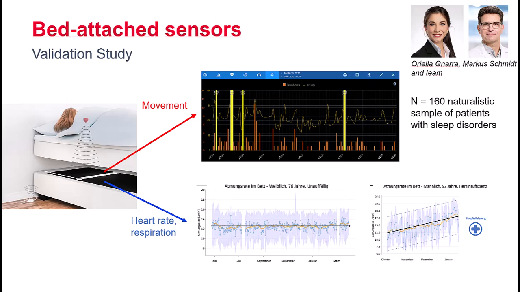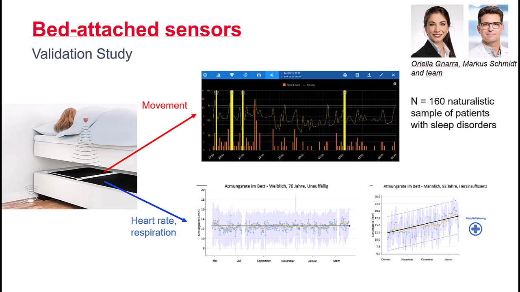Another type of sensors that we often use are bed-attached sensors. You can imagine if you place a force sensor under the mattress, you can measure on one side the movement of the patient in the bed, but you can also measure the beating heart. The heart is basically a muscle, and when it contracts, this creates an impulse that can be measured down here. Same is true for respiration.